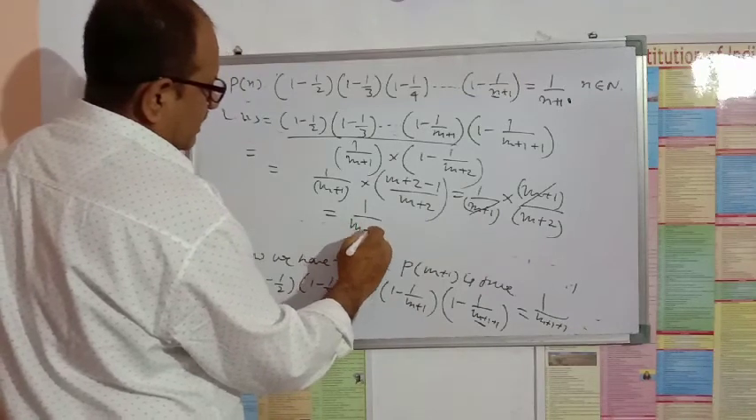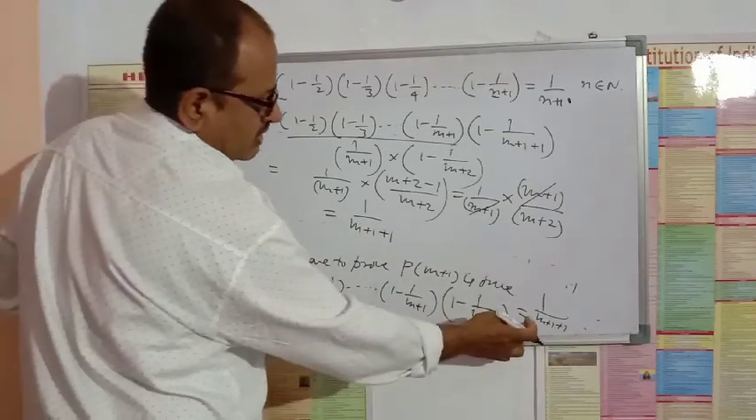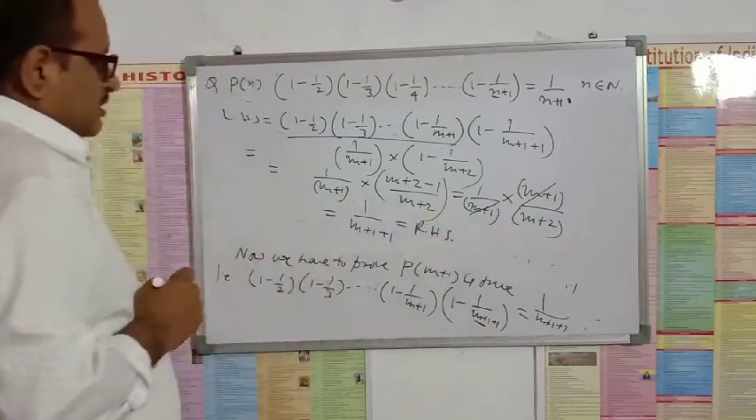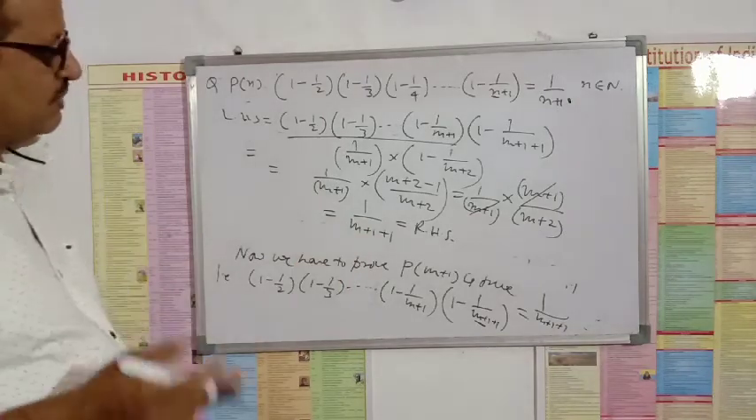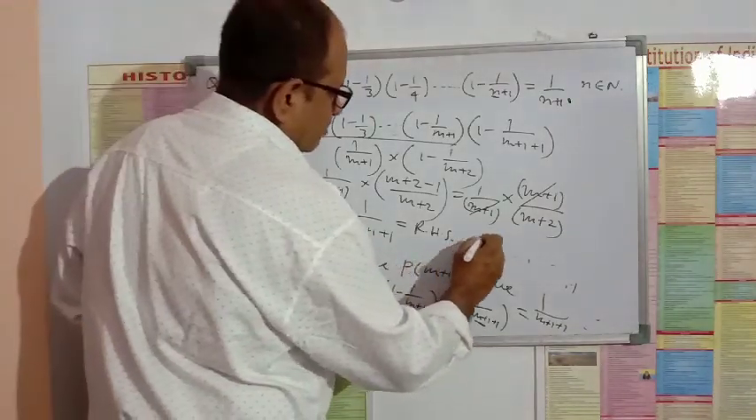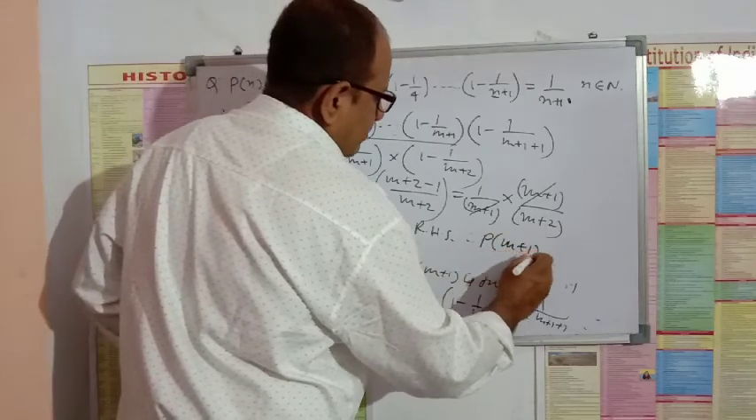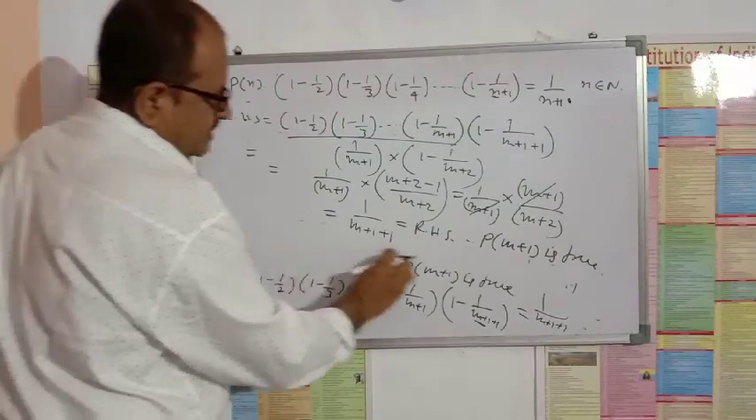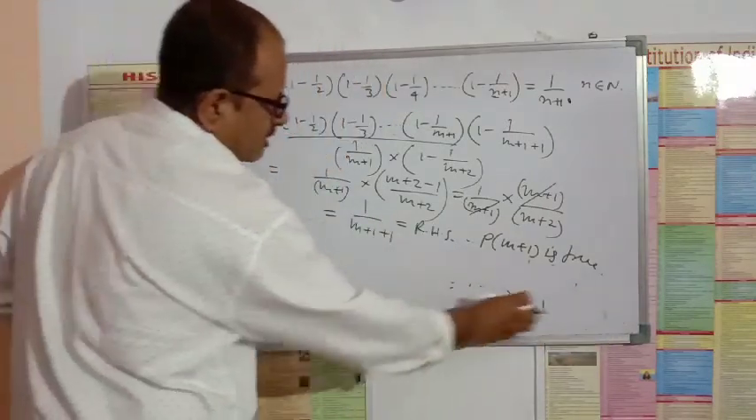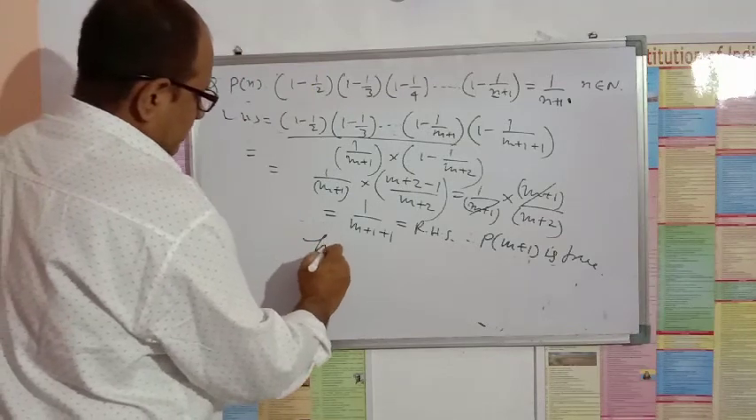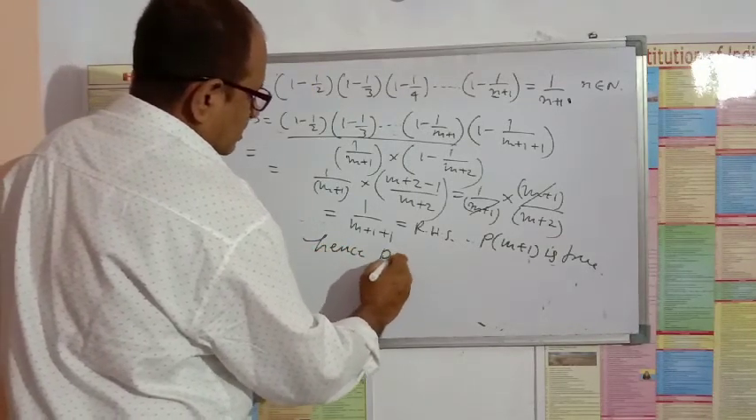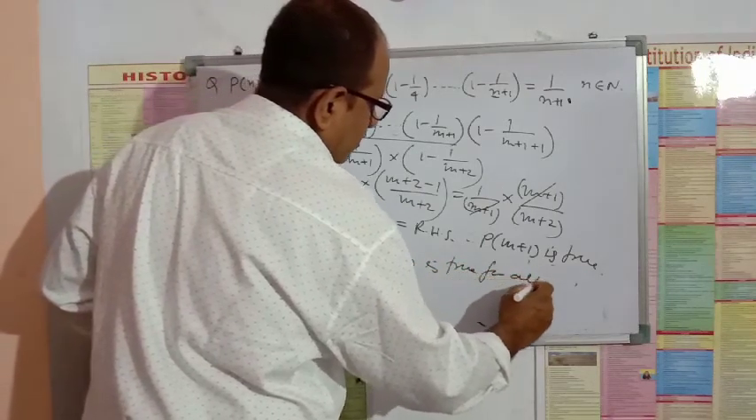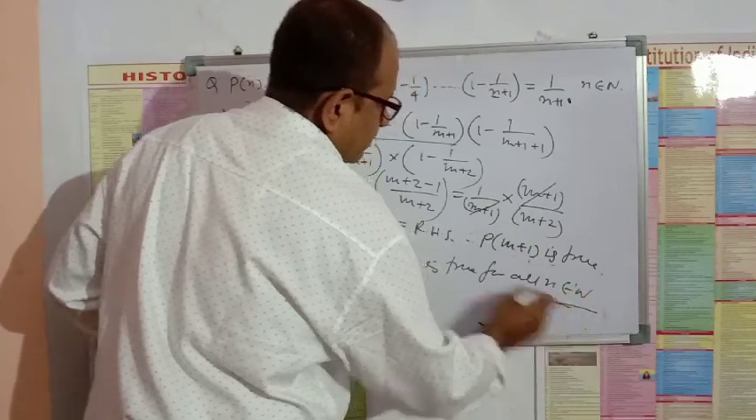m+2 can be written as m+1+1. It is the right hand side. So left hand side and right hand side are equal. It means Pm+1 is true. Therefore Pm+1 is true. Hence Pn is true for all the natural numbers.